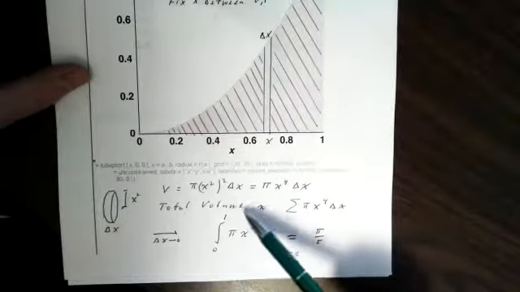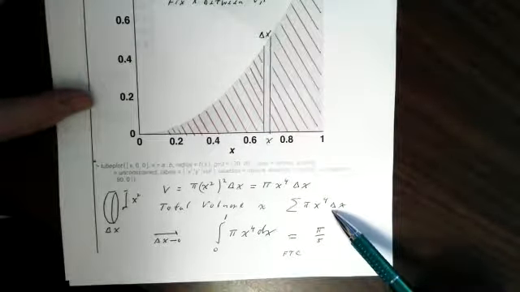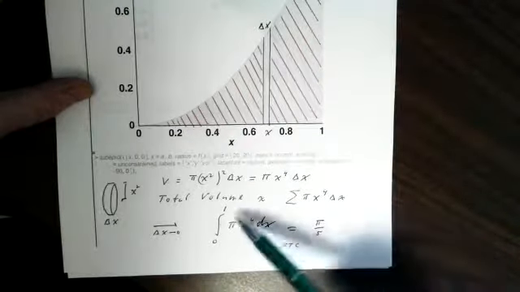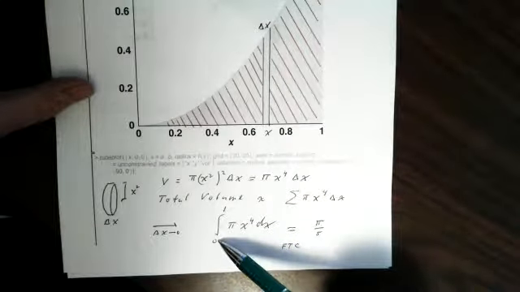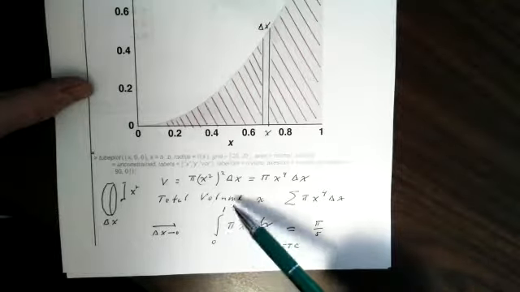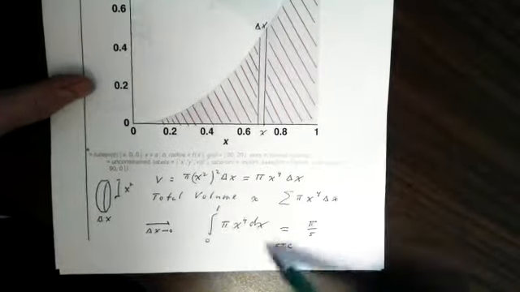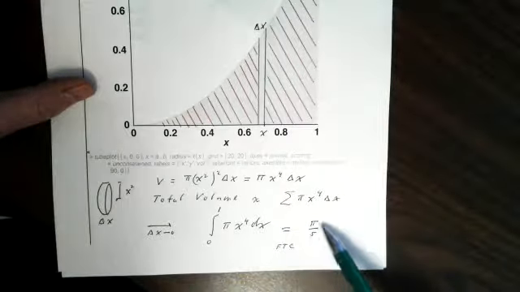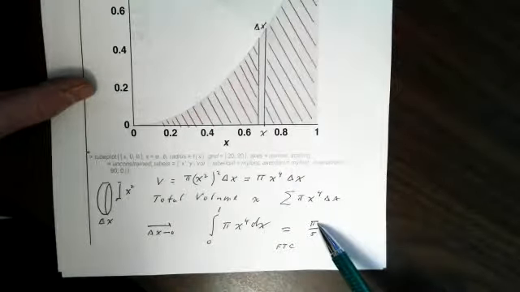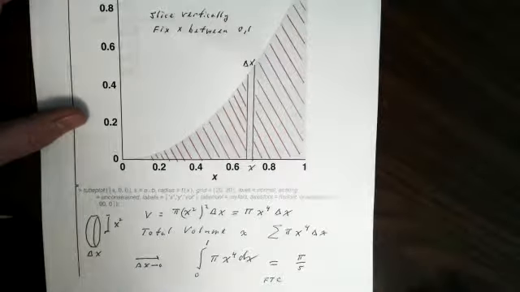The total volume would simply be the sum of all these little cylinder volumes, and as delta x goes to 0, this becomes the definite integral of pi x to the fourth dx, where x varies from 0 up to 1, our smallest and largest values of x. This is an easy integral to evaluate using the fundamental theorem of calculus. I'll let you do it on your own. It's actually pi over 5.